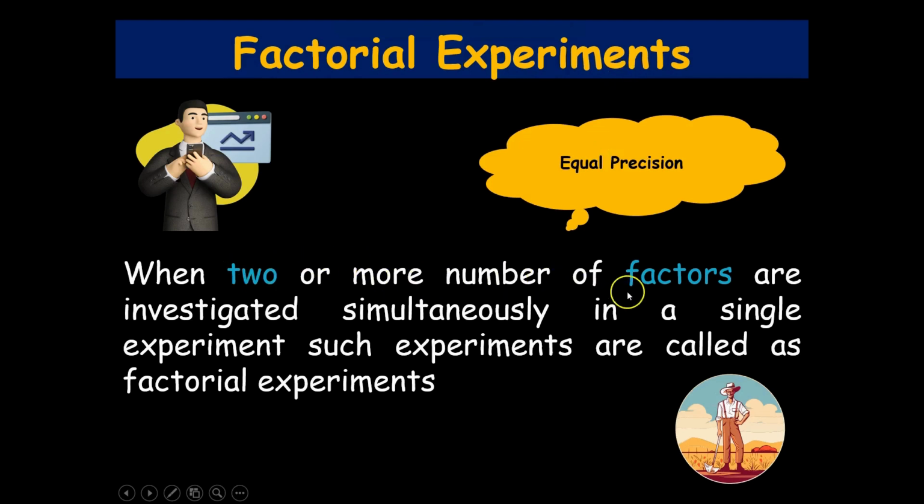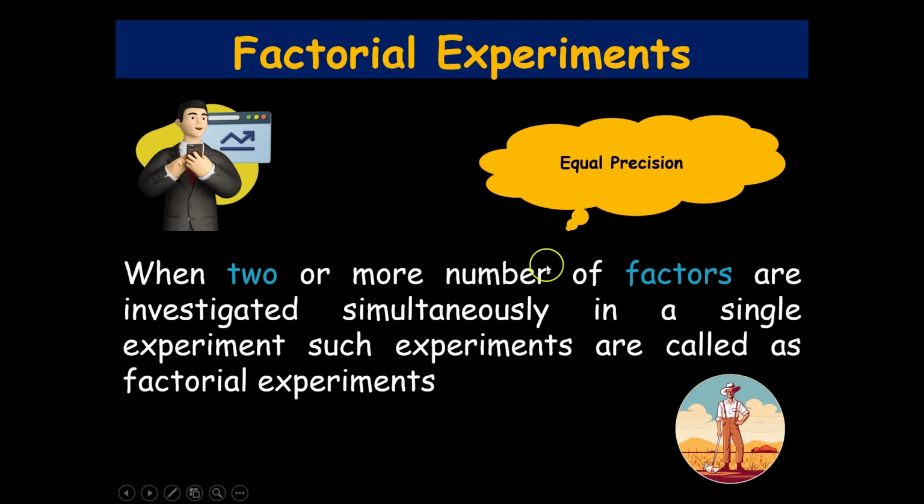When two or more factors are investigated simultaneously in a single experiment, such type of experiments are known as factorial experiments. Now the important thing here is equal precision. That means whenever we are interested to study the effect of various factors, which might involve equal or unequal number of levels, simultaneously in the same experiment, and that too with equal precision, such type of experiments are known as factorial experiments.